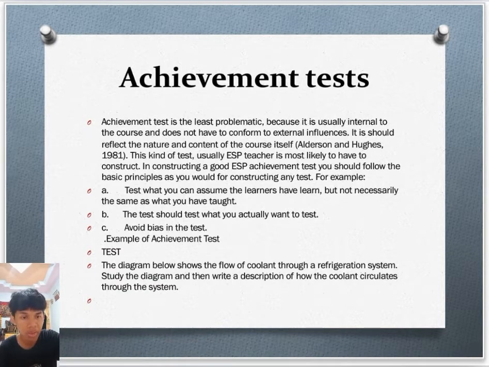A. The test should test what you can assume the learners have learned, but not necessarily the same as what you have taught. B. The test should test what you actually want to test. C. Avoid bias in the test. Example of an achievement test.